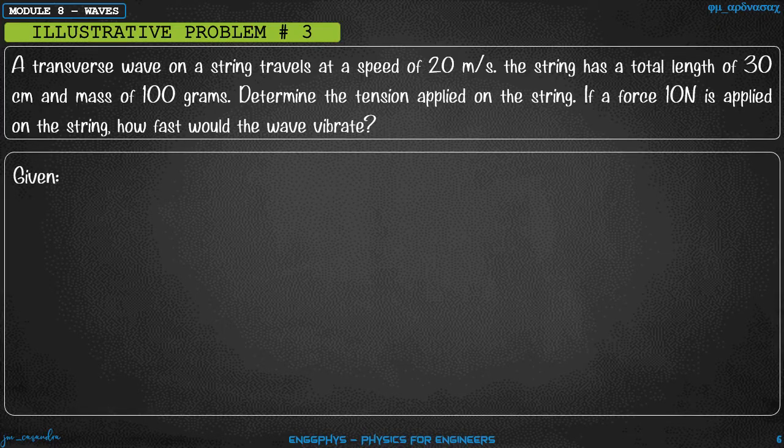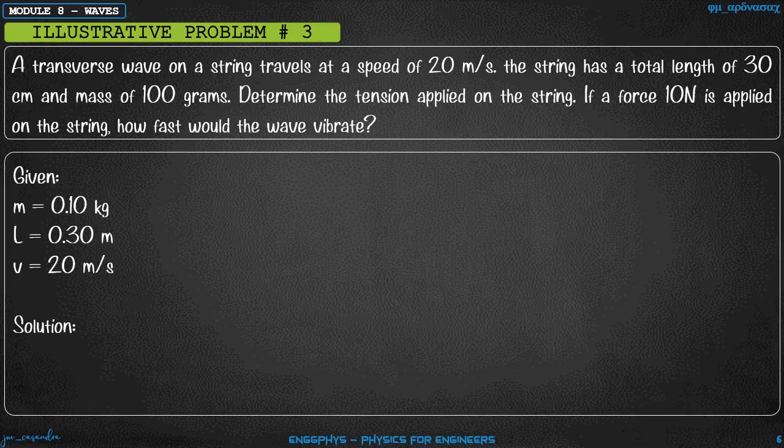So for our solution, let's have a summary first of the given. We have the speed at 20 meters per second. We're also given the mass at 100 grams, and we're given the length at 30 centimeters. Okay, so we want to solve for the tension.